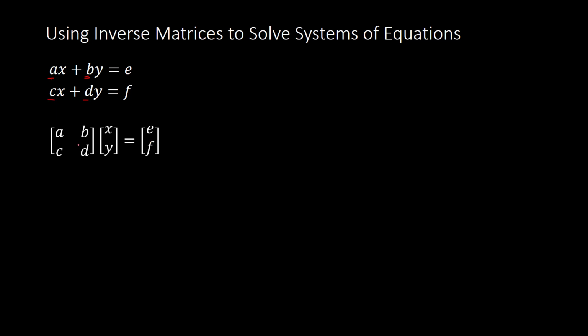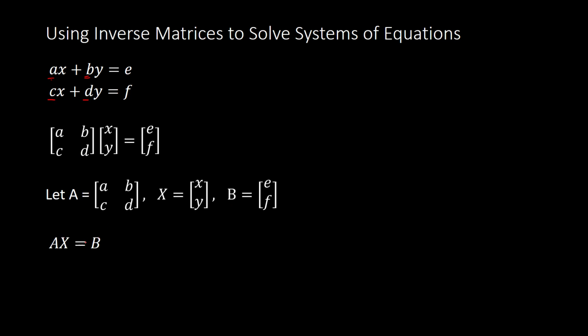So now instead of writing out each of these matrices with all the different variables, I want to make it a little simpler to work with. So we're going to let the first matrix be matrix A, the second matrix be matrix X, and the third matrix be matrix B. So what we have instead is A times X equals B.